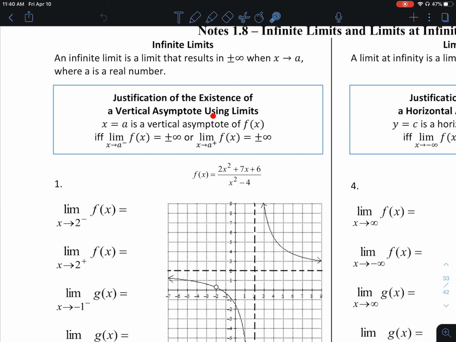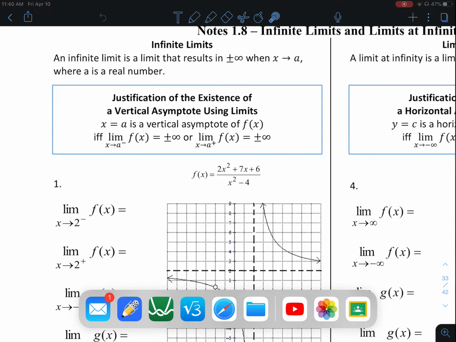Justification for the existence of vertical asymptotes using limits. X equals a is a vertical asymptote for f of x if and only if the limit of f of x as x approaches a from the left goes to positive or negative infinity, and the limit of f of x as x approaches a from the right equals positive or negative infinity.